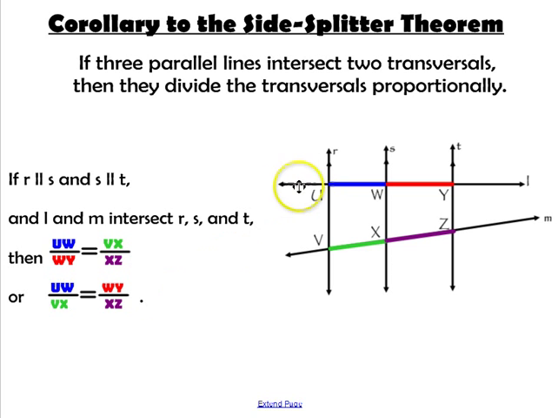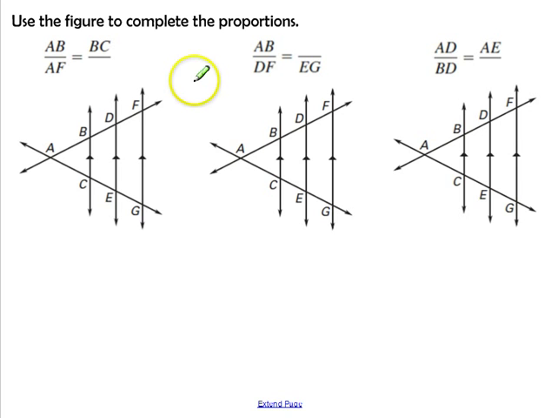There are 2 ways we can set up these proportions. UW over WY is proportional to VX over XZ, or the other way you could write it is UW over VX is equal to WY over XZ. So here we want to use the figure to complete the proportions. We are going to use the corollary to the side splitter theorem, but I also want you to see something else in these diagrams. There is a small triangle, ABC, a medium triangle, ADE, and a large triangle, AFG. So make sure you're able to see all of that.